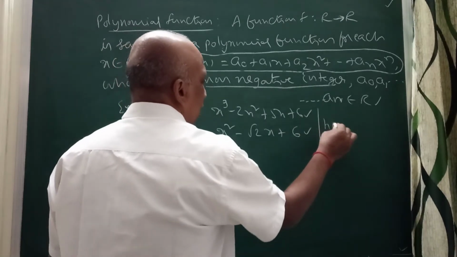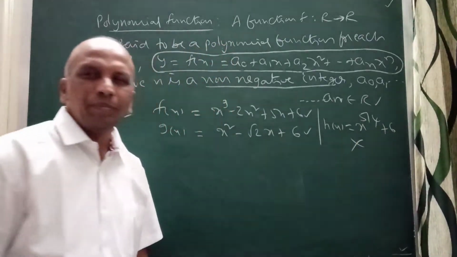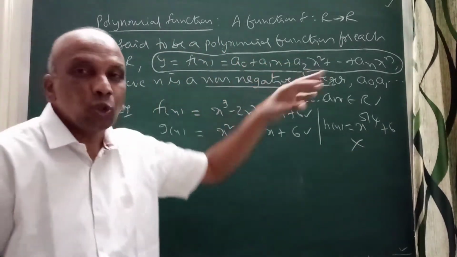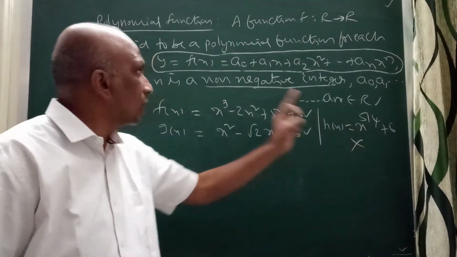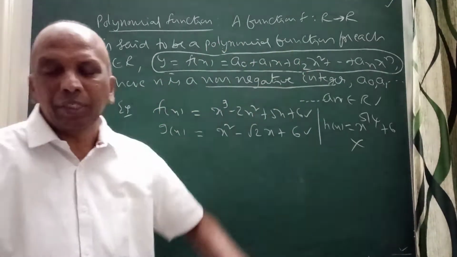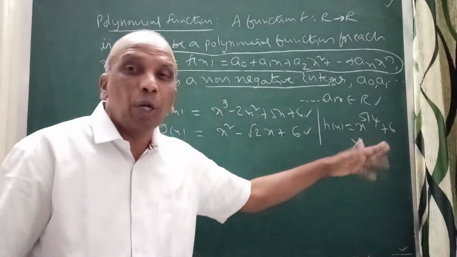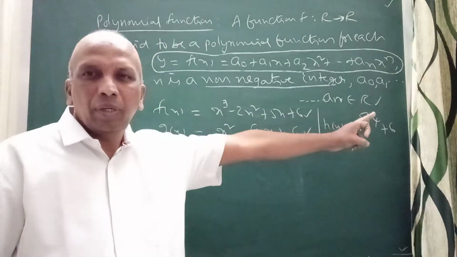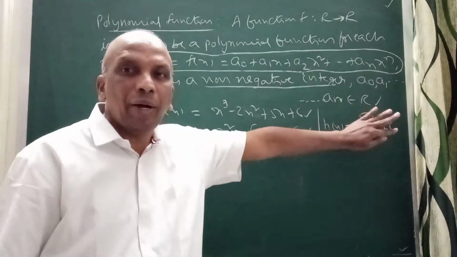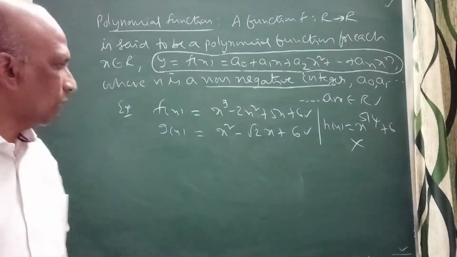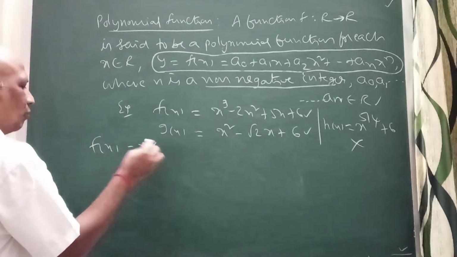Suppose I take h of x is equal to x power 5 by 4 plus 6. It is not a polynomial. The rule is that the powers of x should be non-negative integers, right? n is a non-negative integer. The powers should not be fractions. x power 5 by 4 plus 6 is not a polynomial function. If the power of x has a radical sign, it is not a polynomial function, so we should avoid that. For example, I have taken f of x is equal to x square. They are defined here.